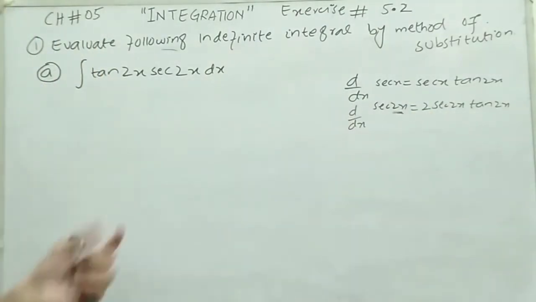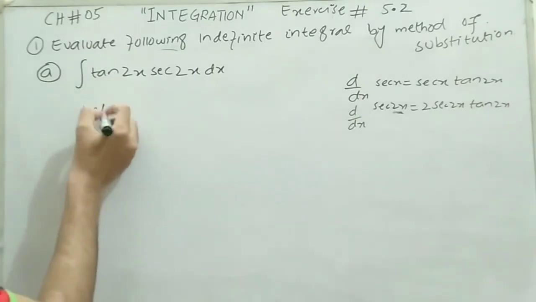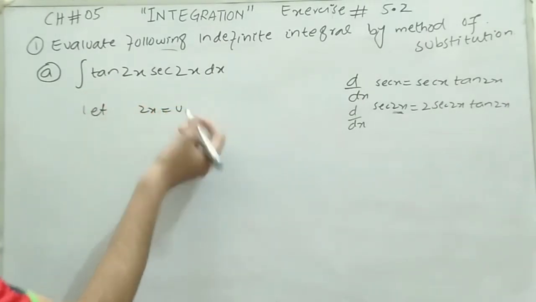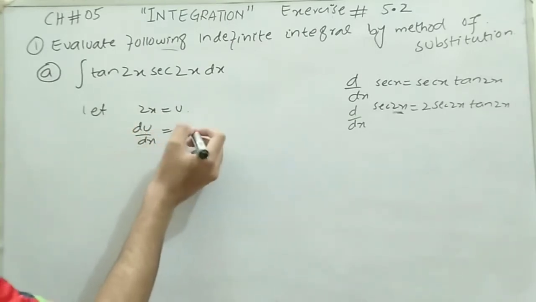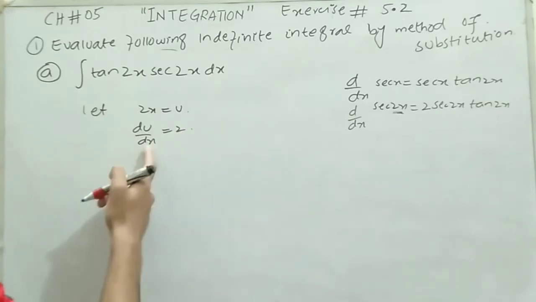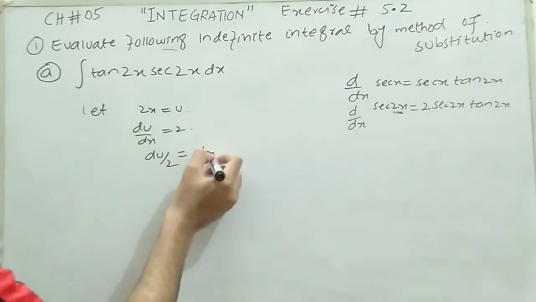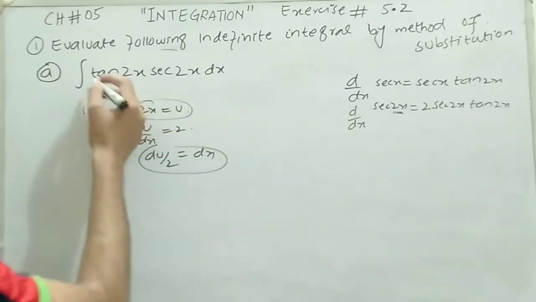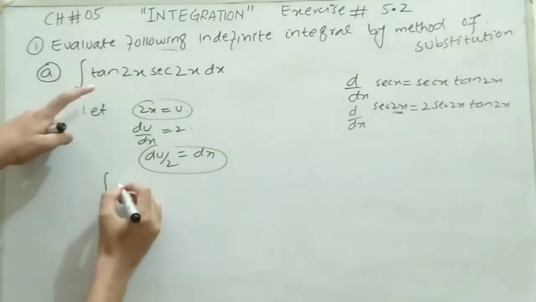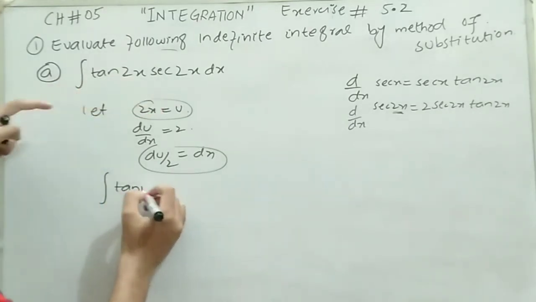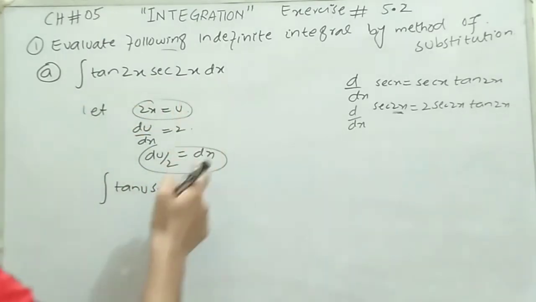But here in integration, let's suppose 2x is equal to u. Taking the derivative of both sides with respect to x, du by dx is equal to 2. Now shift 2 to the other side, so du by 2 is equal to dx. Now put these two values in the given integral, it will become very easy. The integral of tangent 2x, so tangent of 2x is tangent u and secant of 2x is secant u, and dx is du by 2.